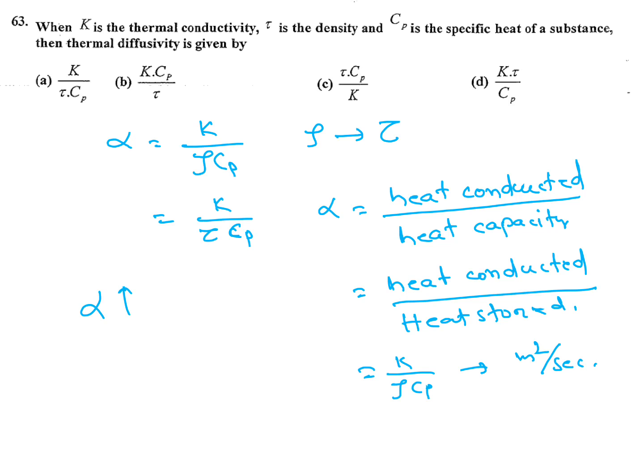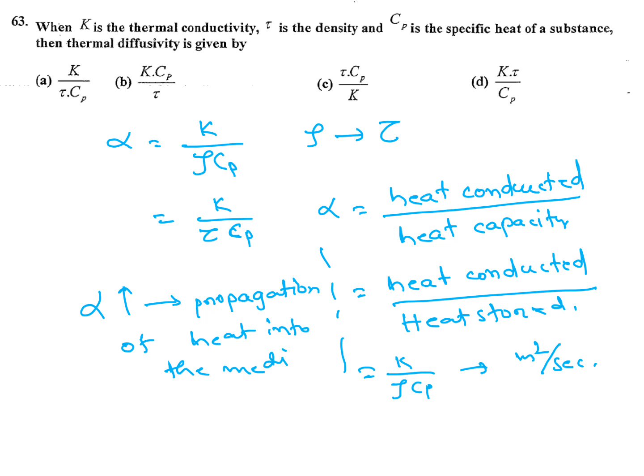Whenever alpha increases, propagation of heat into the medium also increases. So from here our answer is K by tau Cp. A is the answer.